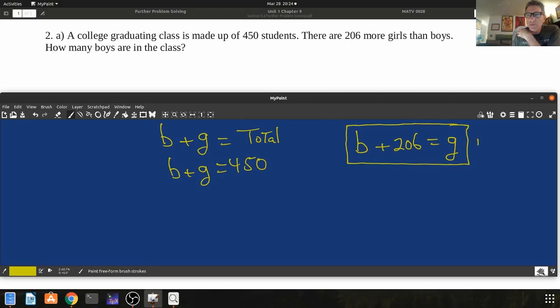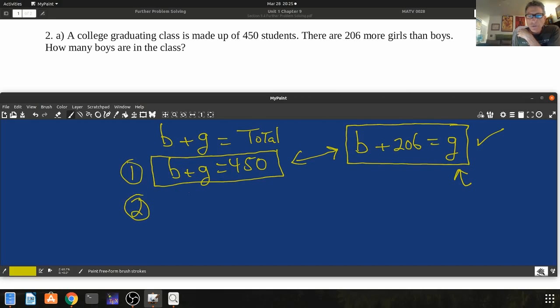So I'm going to take this piece of information and this piece of information right here, and I'm going to stitch those pieces of information together to get an equation. So I have B plus G is equal to 450, but G is equal to B plus 206. So I'm going to rewrite this equation. I'll call it equation 1. I'm going to rewrite equation 2, replacing G with what it is, which is indicated over here.